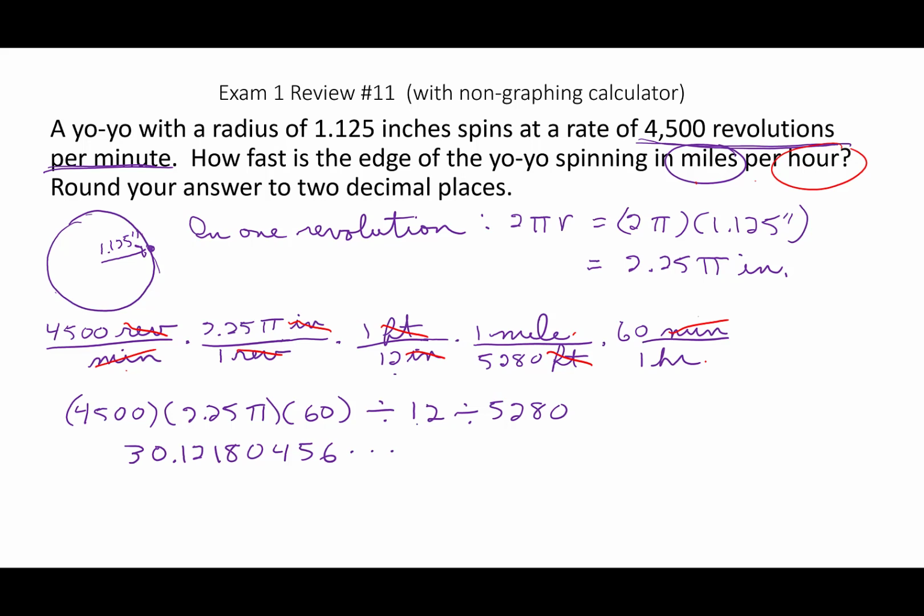This is where you need to be really careful when you're taking an exam. If it says to round to 2 decimal places, do it correctly, or it will mark you wrong on this exam. So we want to round this to 30.12, and this would be miles per hour.